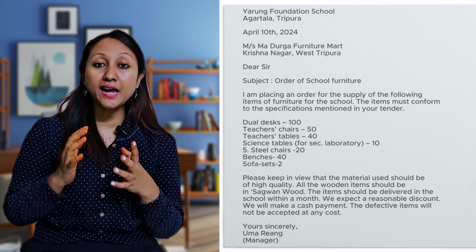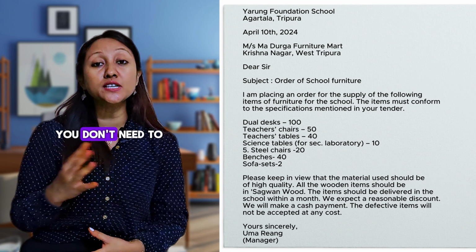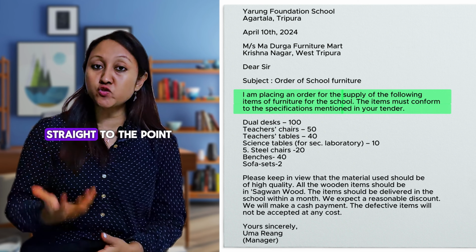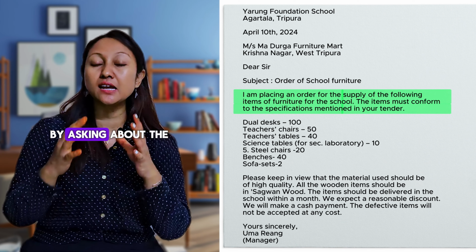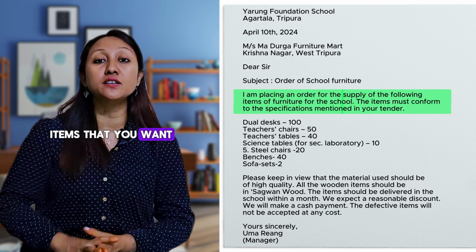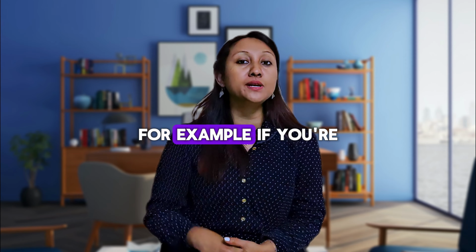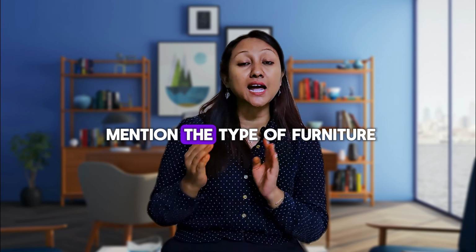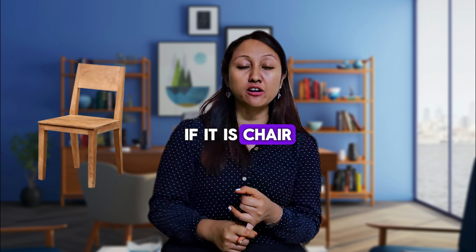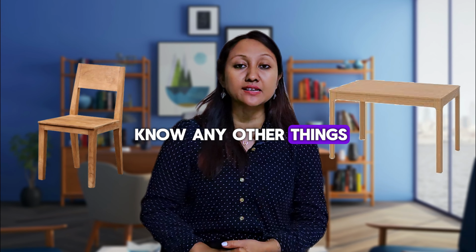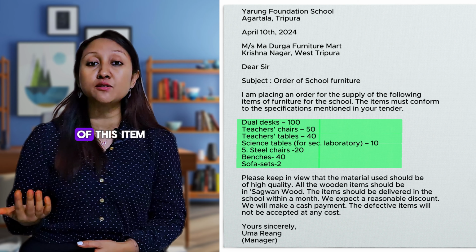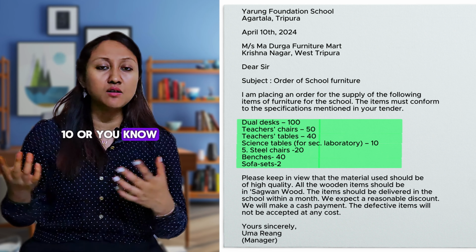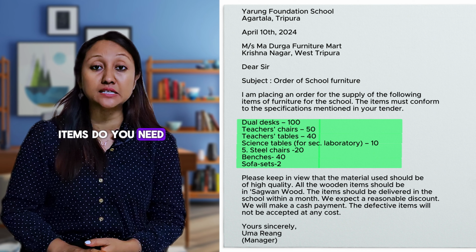Now, let us also look at what are the things that we need to mention in the content of the letter. As this is a formal letter, you don't need to specify anything personal. You can directly start, straight to the point by asking about the items that you want to place an order for. For example, if you're placing an order for furnitures, then you need to mention the type of furniture. For example, if it is chair or table or any other things, and then what are the numbers of these items? So whether you want it 10 or how many numbers of items do you need?